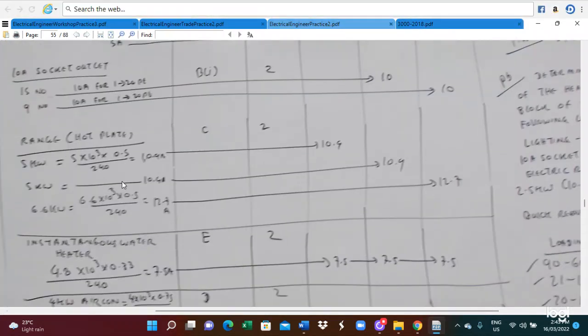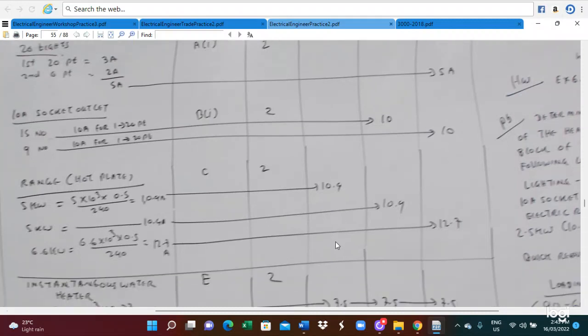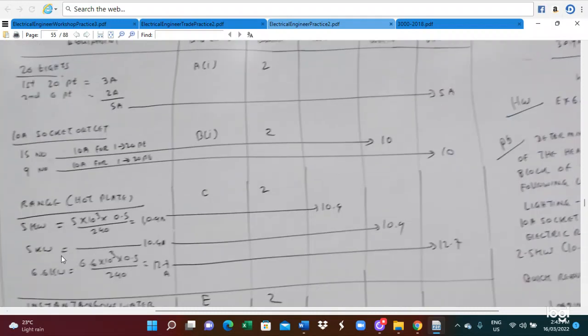Now these are the range and the hot plate. The 5 kilowatt ranges are located in the red, white, and blue phases. The red phase has 5 kilowatt, the white phase has 5 kilowatt, and 6.6 kilowatt is located in the blue phase.